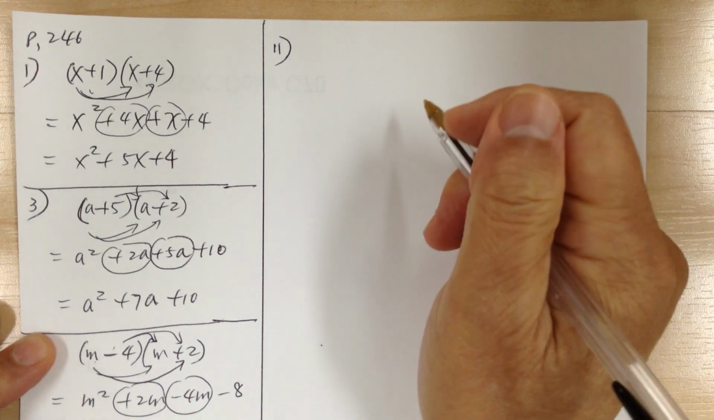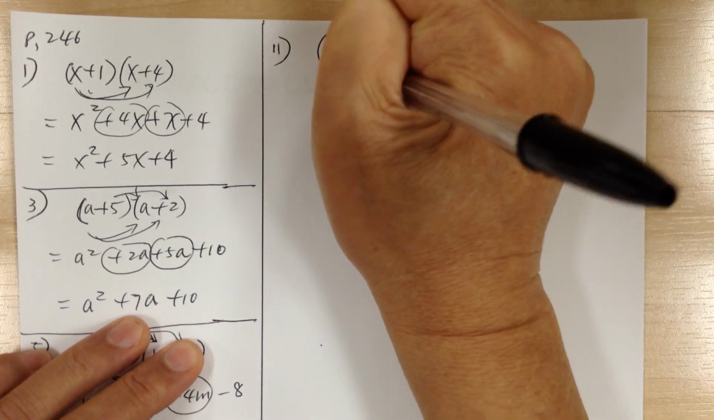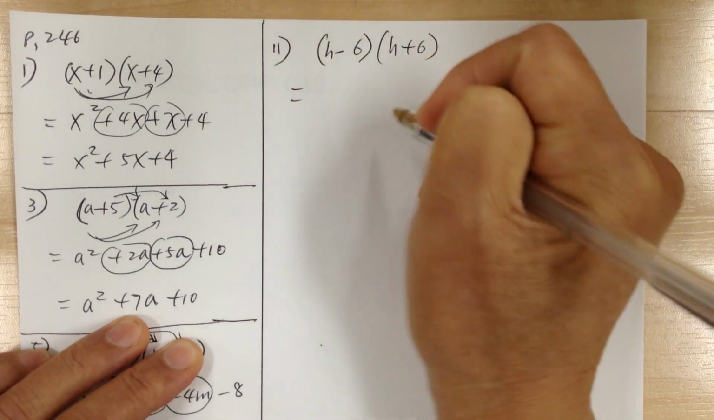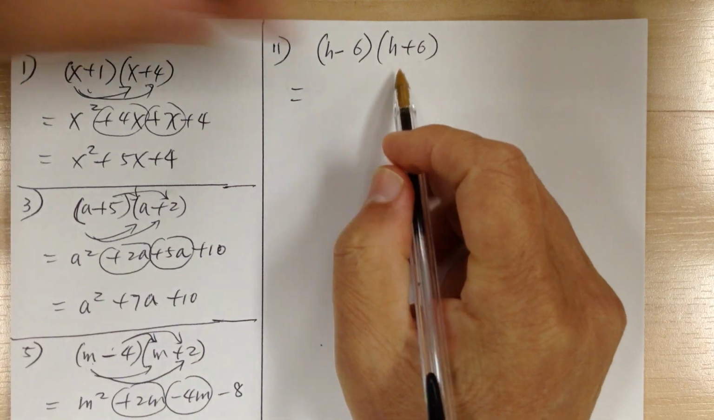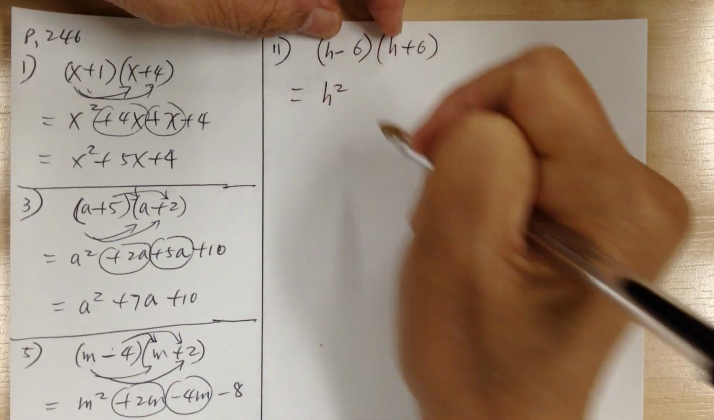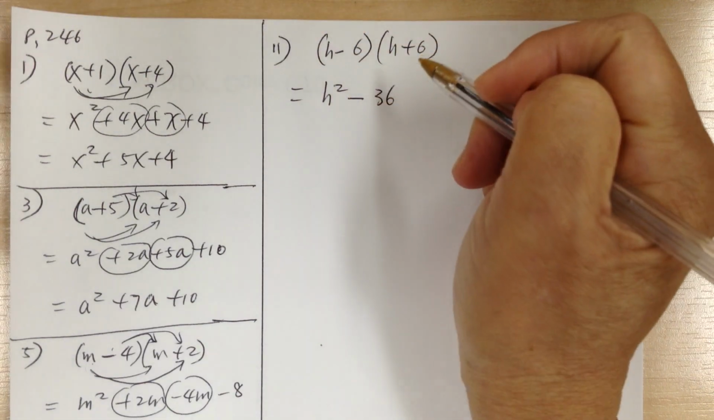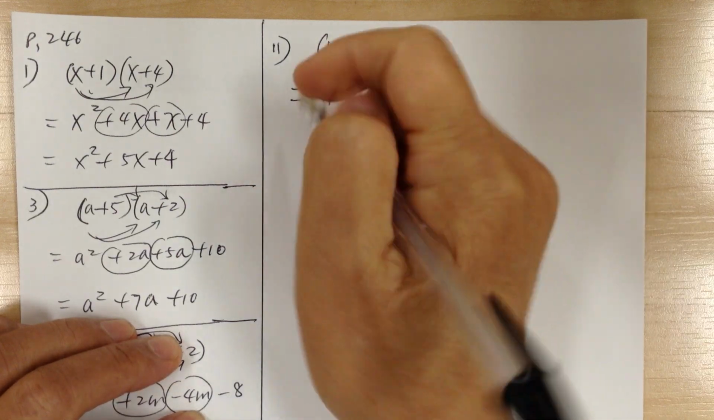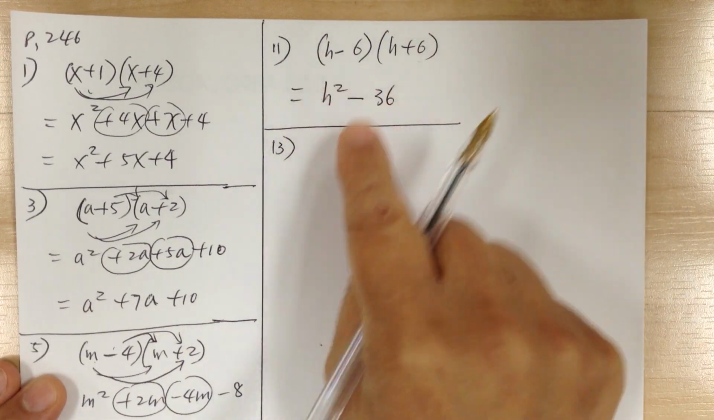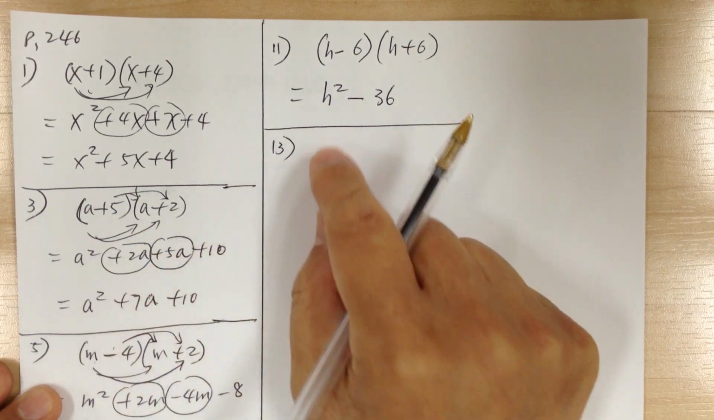Okay, number 11. You have h minus 6. You have h plus 6. So again, this is a conjugate. So when you multiply, you just do the F and L. So h times h, you get h squared. Minus times plus gives you minus. 6 times 6 is 36. So just multiply each matching part when you have the conjugate. Again, you can only do that with a conjugate. If it's not a conjugate, you have to use the FOIL method and FOIL it out.